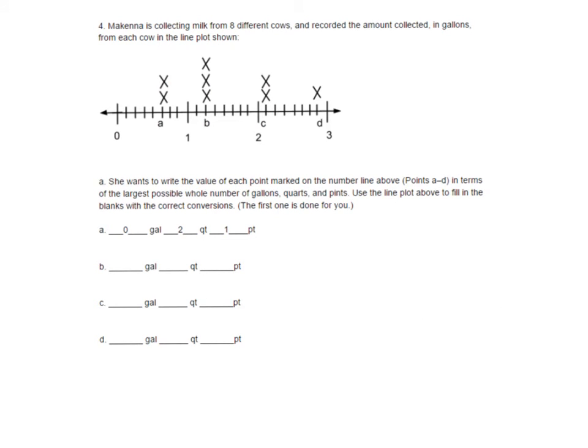Now, this problem, you actually don't need to solve, but I want you to find some errors in this problem. So we are not going to solve part A here, but it says McKenna's collecting milk from 8 different cows and recorded the amount collected in gallons from each cow in the line plot shown. What is this line plot missing? If you said the title and the label, you are correct. On your assessment, you will be seeing a line plot, so you need to make sure that you understand that each line plot looks like this, but also has a title and a label. Go ahead and title and label this if you haven't done so already, and then come back and I will tell you what it should be titled and labeled.